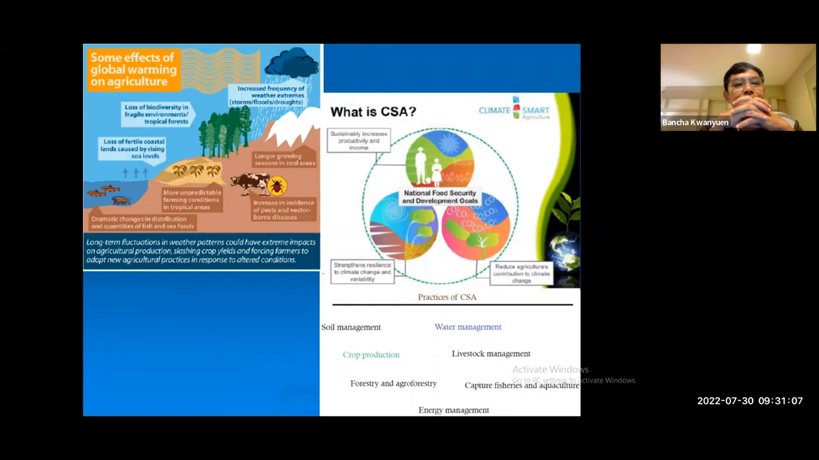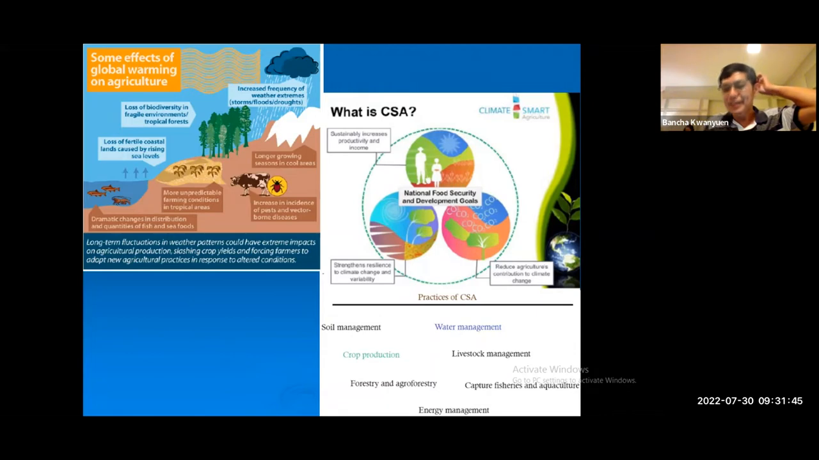You have an effect on the coast. You can have unpredictable farming conditions, like longer dry periods or big storms, and also more pests that affect the animals or even your crops. And also change in the ocean itself. There are so many other dynamics that global warming affects. Of course, what we want is CSA, climate smart agriculture.